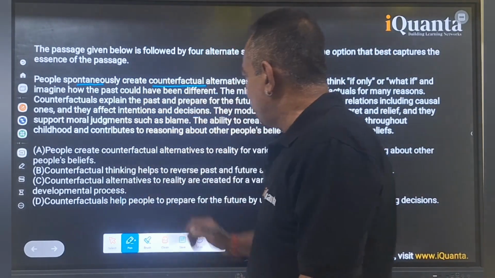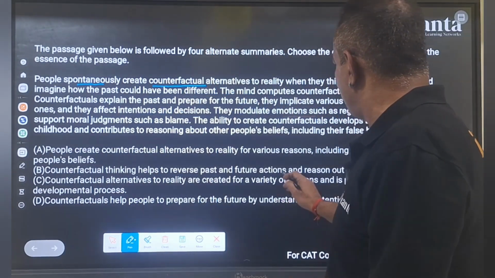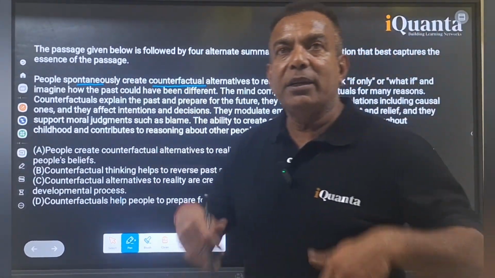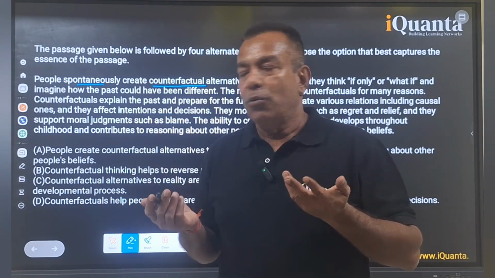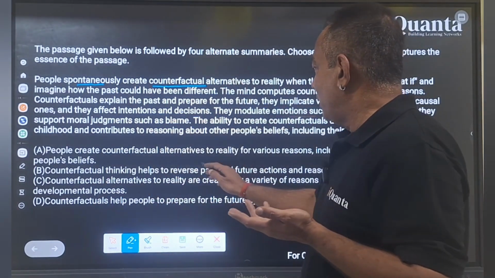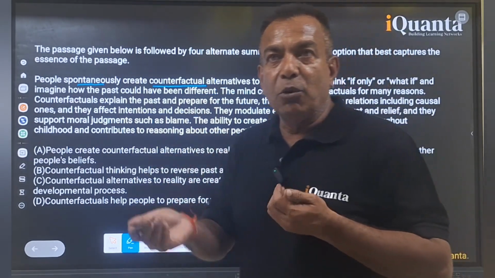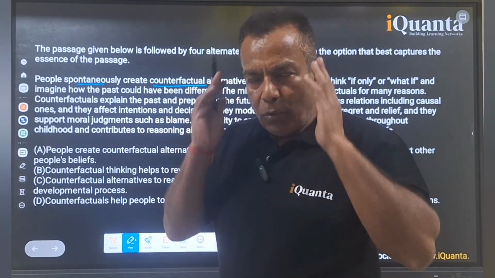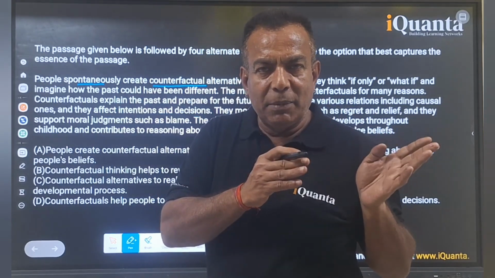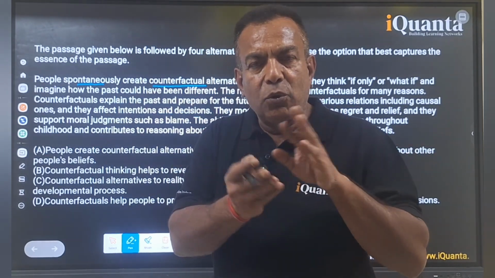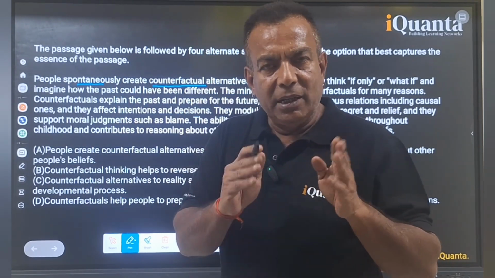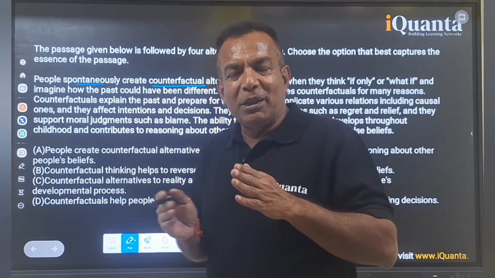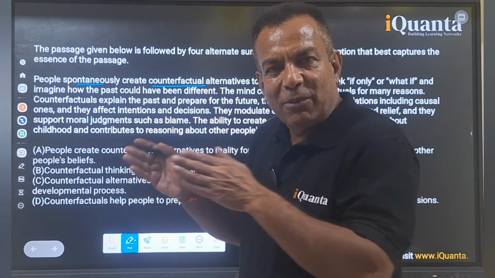Now, second one, counterfactual thinking helps to reverse past and future actions and reason out false beliefs. So basically, when you create your own ideas, your own thinking, whatever you have in the past, and whatever you'll be doing in the future, they alter that, change that. With their thinking, they prove what happened in the past wrong with their own belief, saying no, this is not right, and for what they have to do going forward, it basically gives them a different idea, or their actions change according to that false belief.